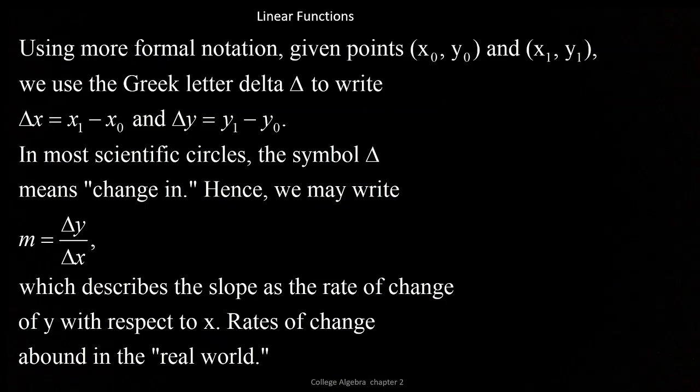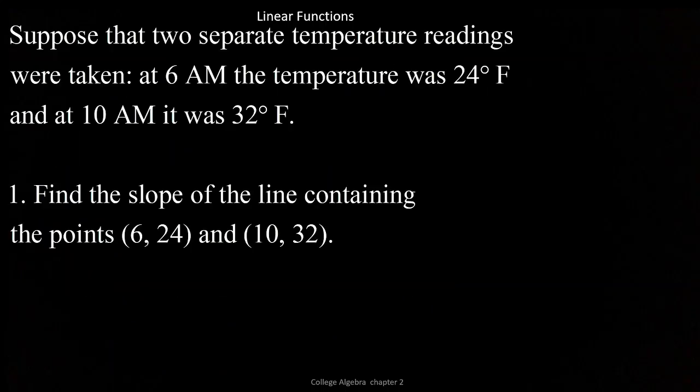So we use the Greek letter delta for change. So you might see a formula like this for slope that says m equals delta y over delta x. Delta means change. So delta y is change in y, and delta x is change in x. And slope, of course, we already talked about this. Slope is a rate. So it's used in many application problems in the real world.